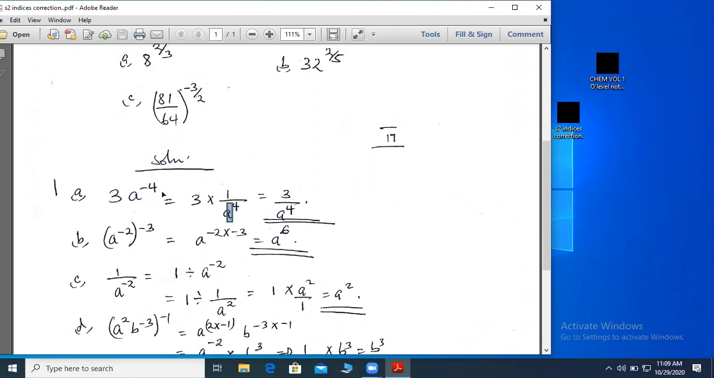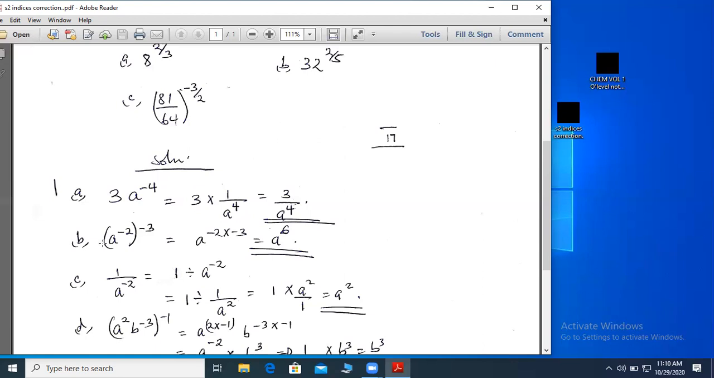So 3 times a to the power negative 4 will simply become 3 times 1 over a to the power 4, we agreed last time. So it is 3 times 1 over a to the power 4. And finally the answer is 3 over a to the power 4. Many of you passed this, and I was happy with that. Let us look at another one.